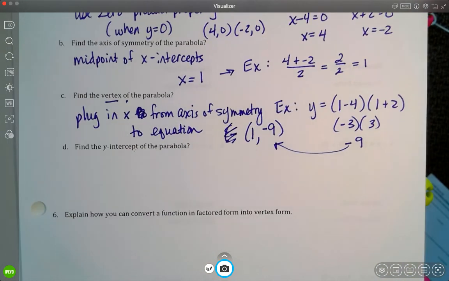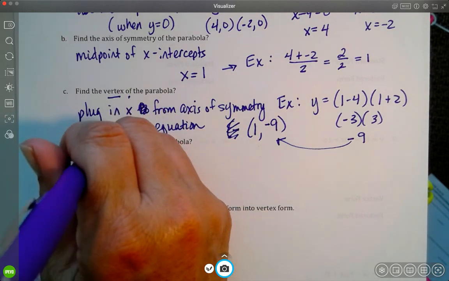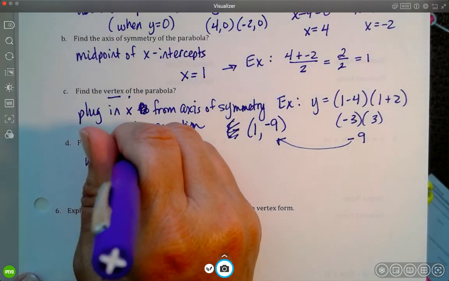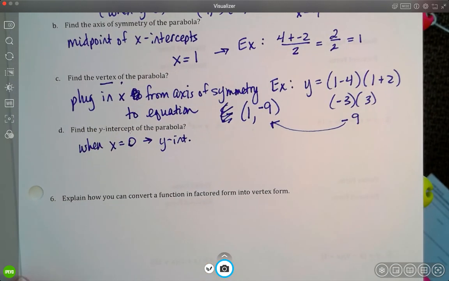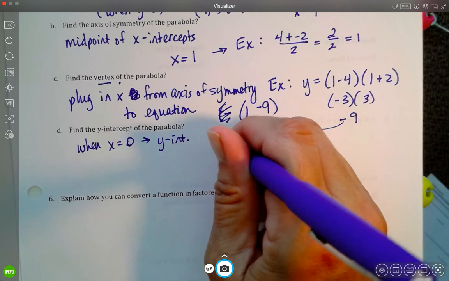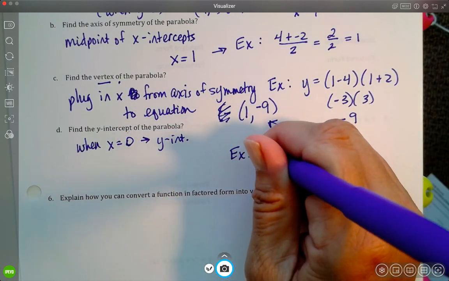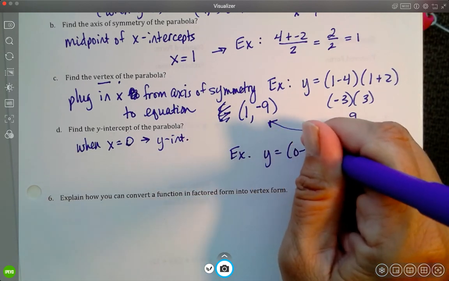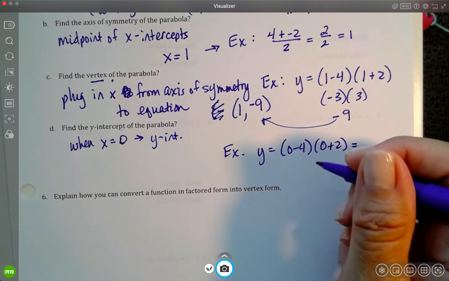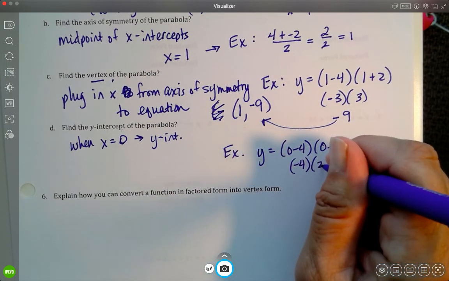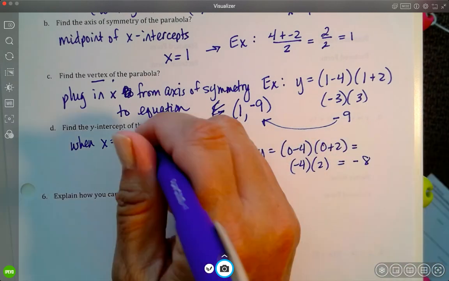How do you find from factored form the y-intercept of the parabola? Well, when x equals 0, you get the y-intercept. That's always true. So for my example, I'm going to plug in x equals 0. So I have y equals x minus 4 times x plus 2. So I have negative 4 times 2. And so I have negative 8. So my y-intercept would be 0, negative 8.